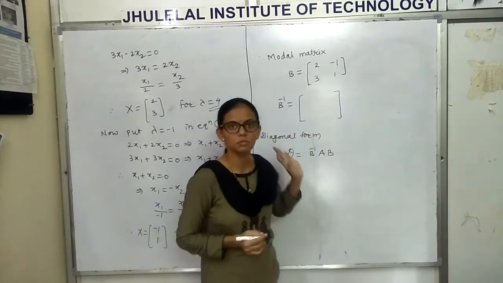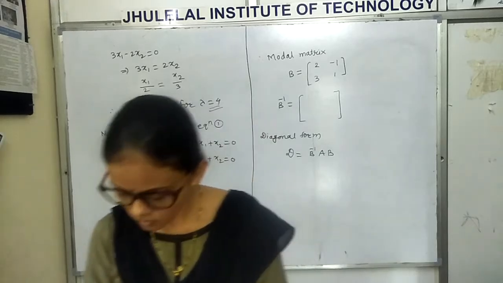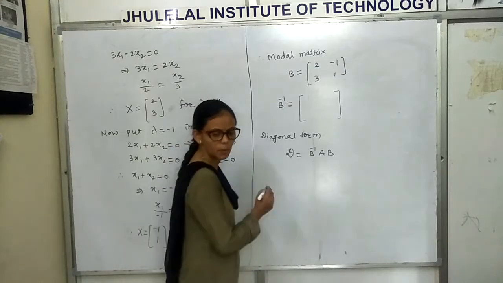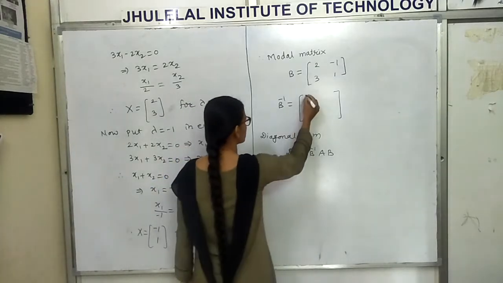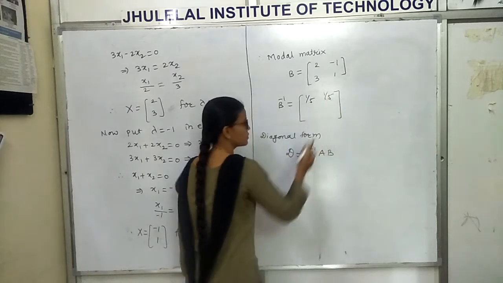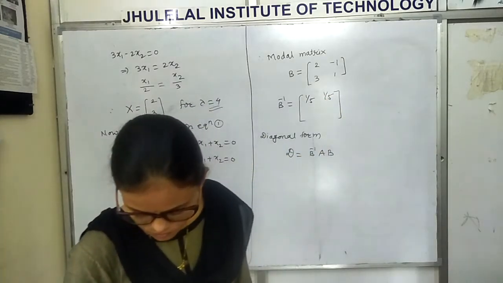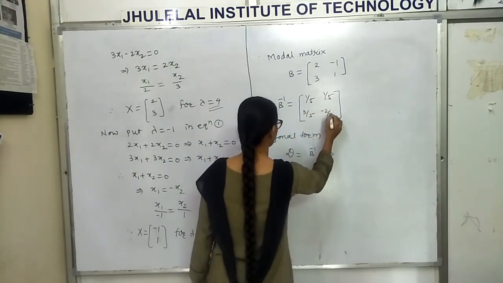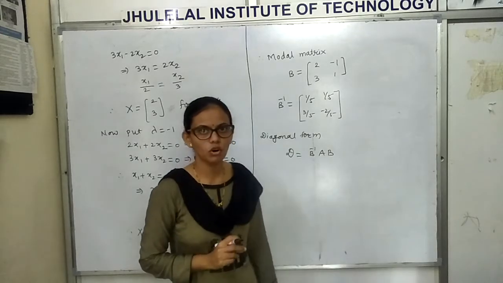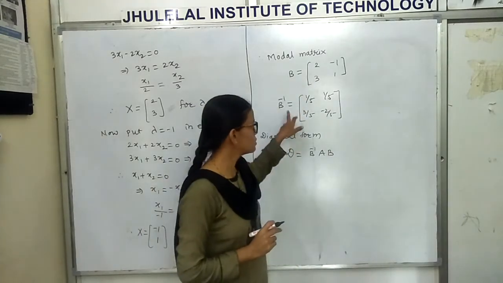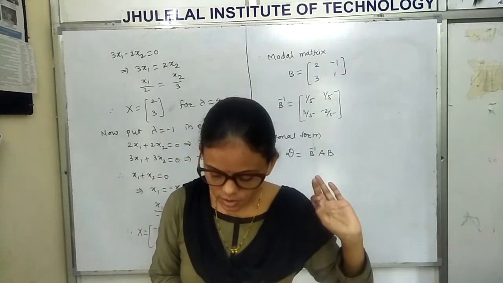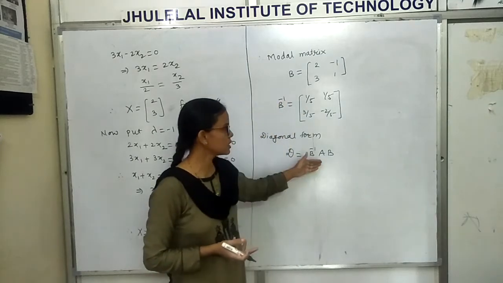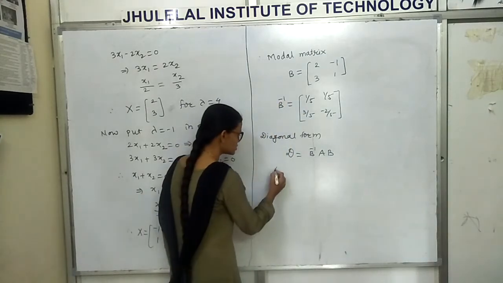Calculate first of all the inverse of this matrix B. It will come out to be minus 1 by 5, 1 by 5, 1 by 5, 3 by 5 and minus 2. I think you all know how to calculate B inverse directly. So this will be the matrix B inverse. Now after getting this B inverse and A already given, we can multiply these three matrices.